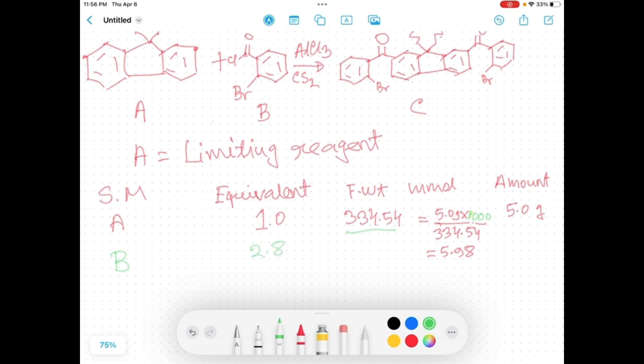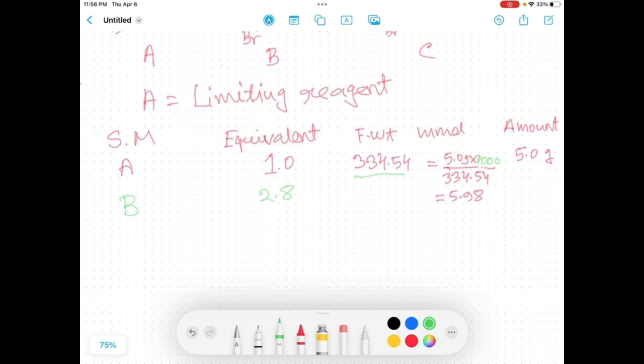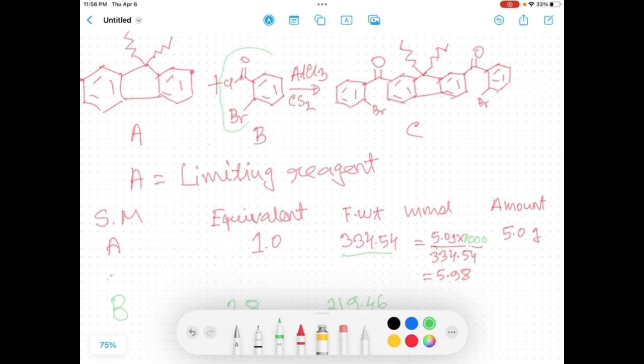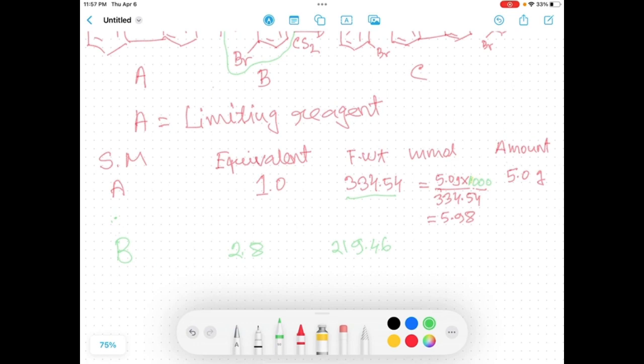So 2.8 equivalent means, let me draw a little bit down, otherwise you will be confused with that number. So here we are taking B, and equivalent will be 2.8 equivalent, and its molecular mass is 219.46. That B, actually I'm talking about this B, like 2-bromobenzoyl chloride. So molecular mass is 219.46.